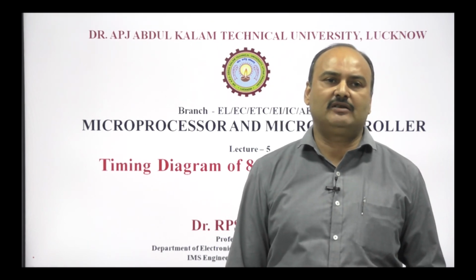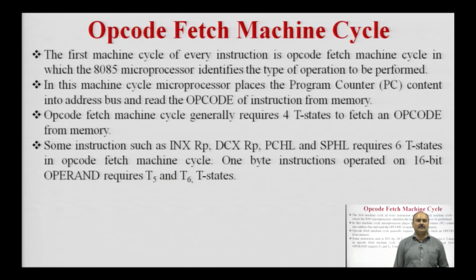Today in my lecture, I am going to discuss the timing diagram of the 8085 microprocessor. In the 8085 microprocessor, we have various machine cycles. These machine cycles are the opcode fetch machine cycle, memory read machine cycle, memory write machine cycle, and input output read and write machine cycles. These are the basic machine cycles generally used during the execution of each instruction. The first machine cycle is the opcode fetch machine cycle.